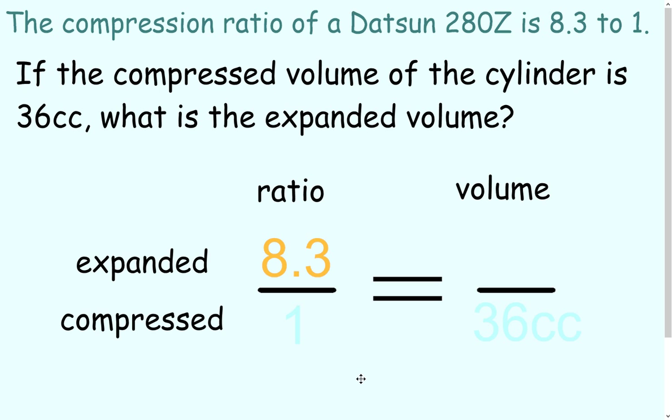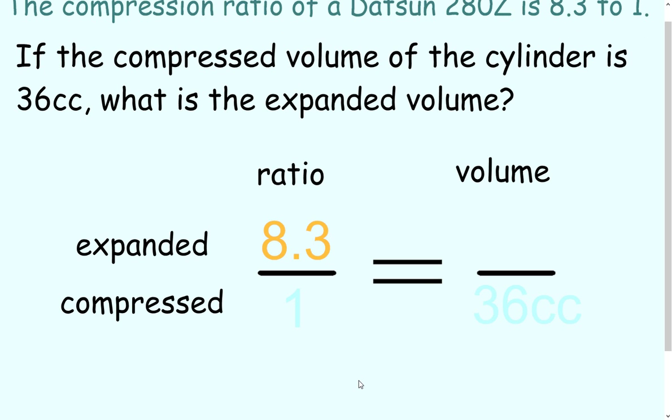Okay, how am I going to go about solving this? Okay, well I'm going to do 8.3 times 36 because to solve these, I do that cross multiplying. 8.3 times 36. Now the other piece is 1, so I have to divide by 1 afterwards, but that's pretty easy. I can divide by 1 pretty easily. My answer is going to end up to be 298.8 cc's.